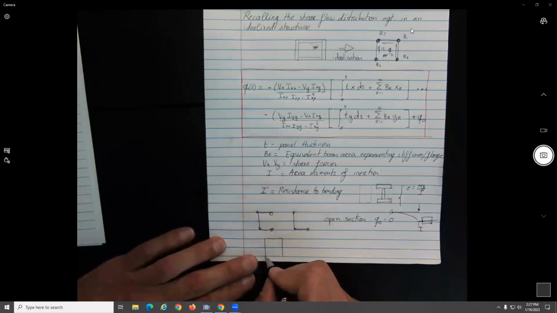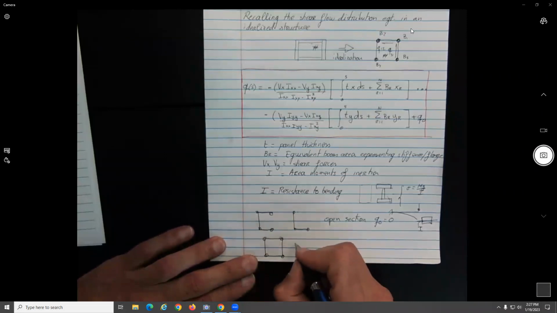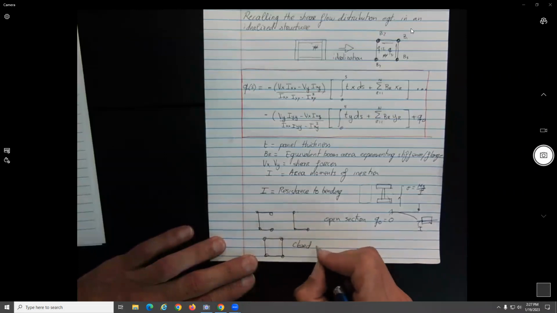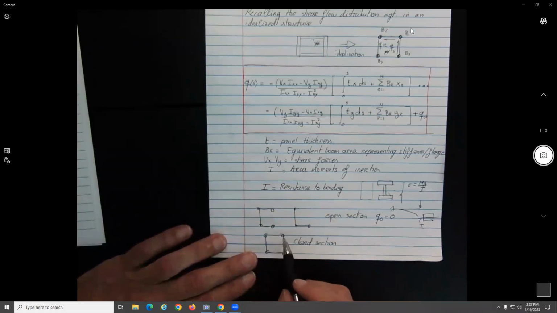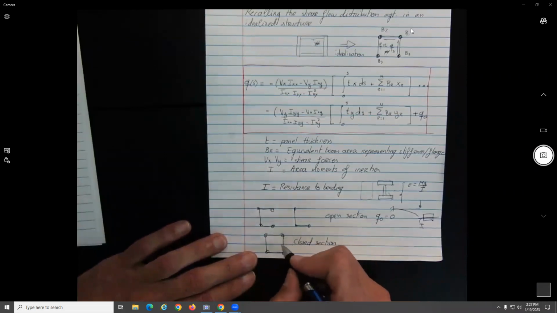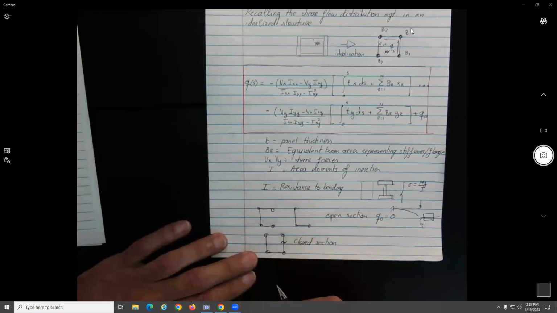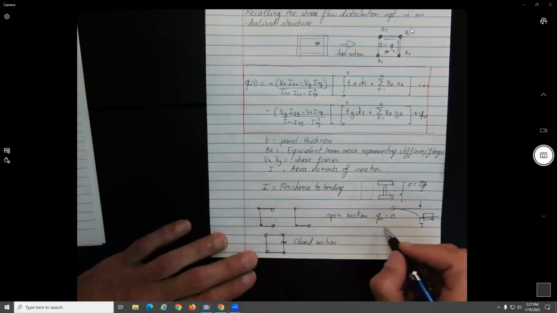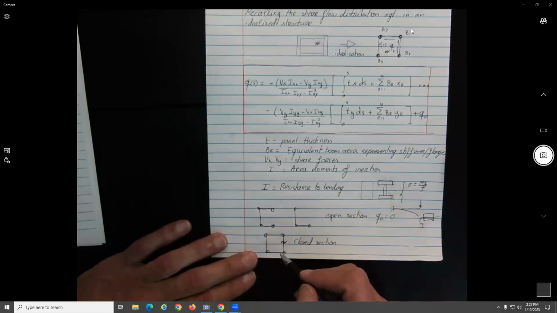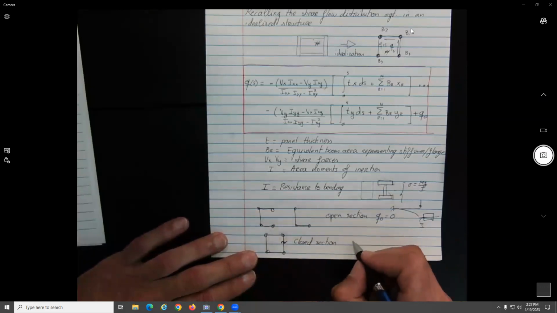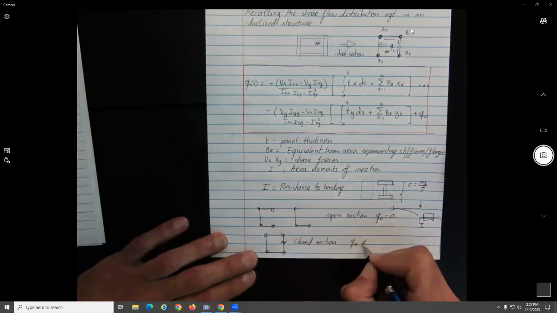if you have a closed cross section, do you have a point from where you can start? No. So what would be the normal procedure that we're going to follow? We're going to make a cut to make it an open section. But because we made the cut, there is some residual shear that was in the structure before we make the cut. So here we have Q sub naught different than 0.